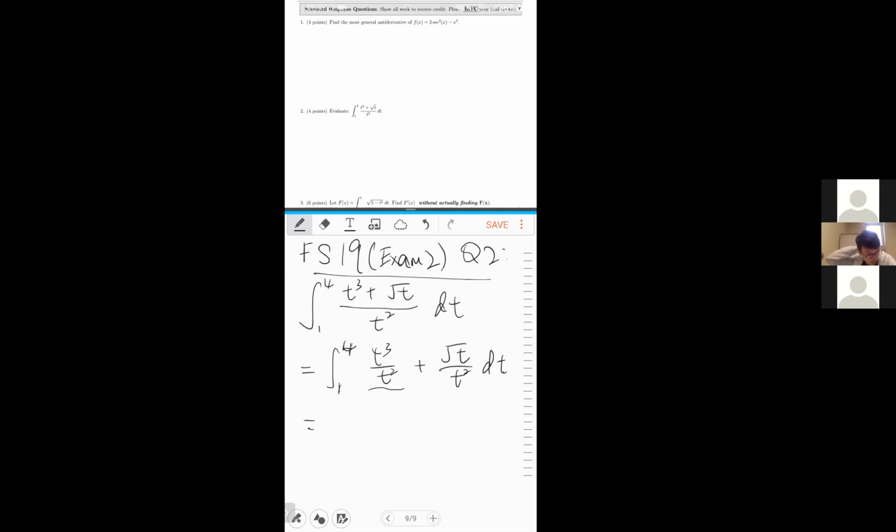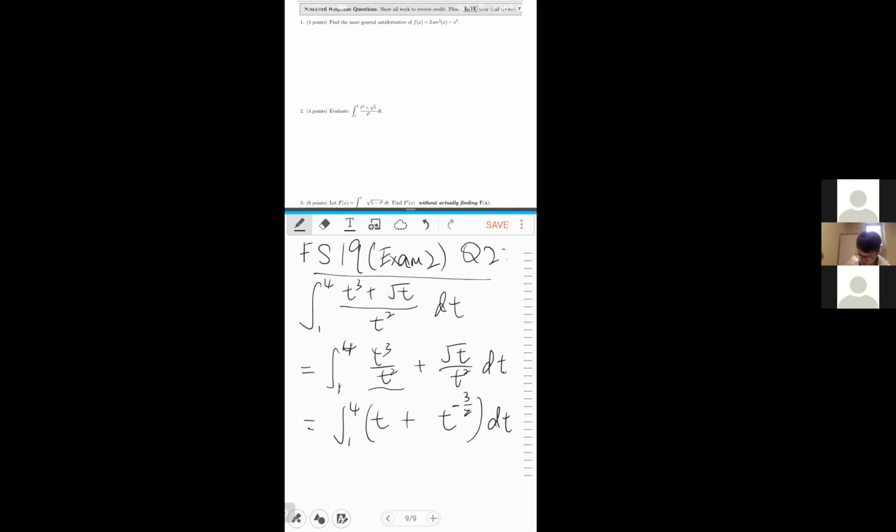For the first term, t cubed divided by t squared, that's just t. For the second term, what do I do? Yep, so root t is t to the 1/2. So t to the 1/2 divided by t squared is t to the 1/2 minus 2, which is negative 3/2. Is it okay?